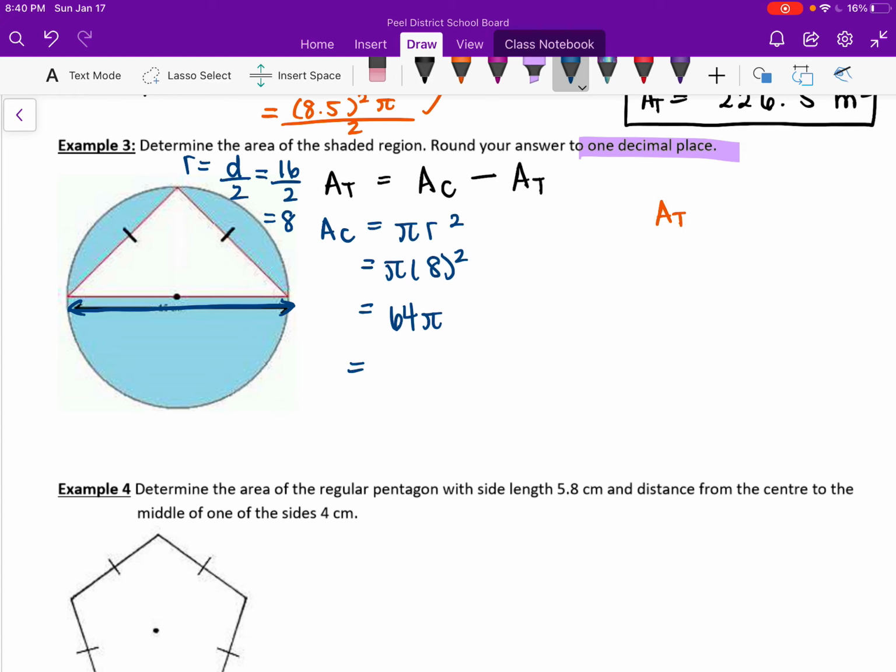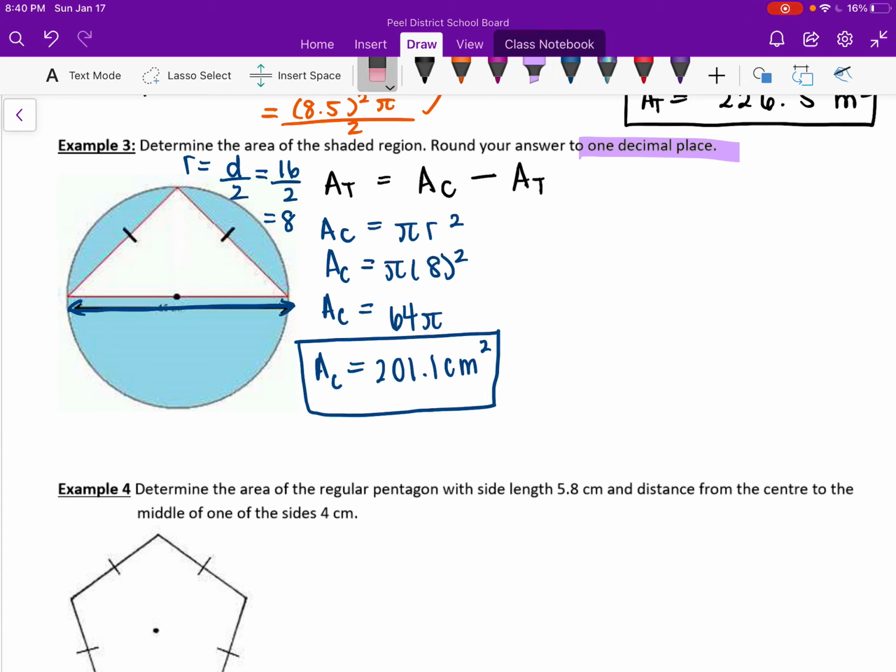And I know 64 pi is just 201. And I'm not even going to bother trying to multiply by pi. Don't try to do this in your head. Just go and put it into your calculator. So the area of the circle is about 201 centimeters squared.